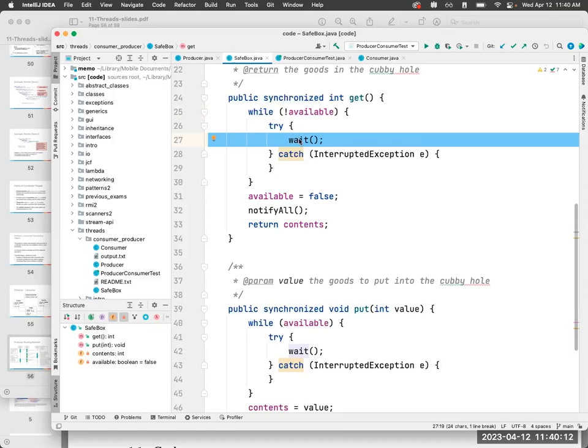Till the available is not true, because it is inside a while loop. Even if it is released and wakes up, it will still be inside the while loop. Yeah, because it might be the case that you are waking up, but then you cannot do anything, right? So then you need to check the same condition again. That's why it's in that while loop. Any more questions?